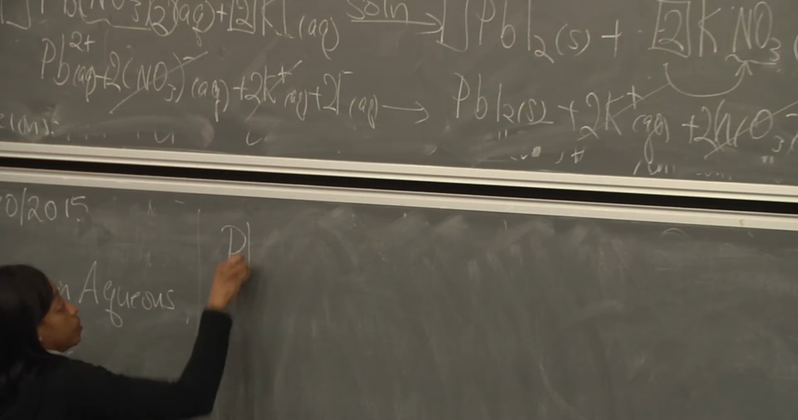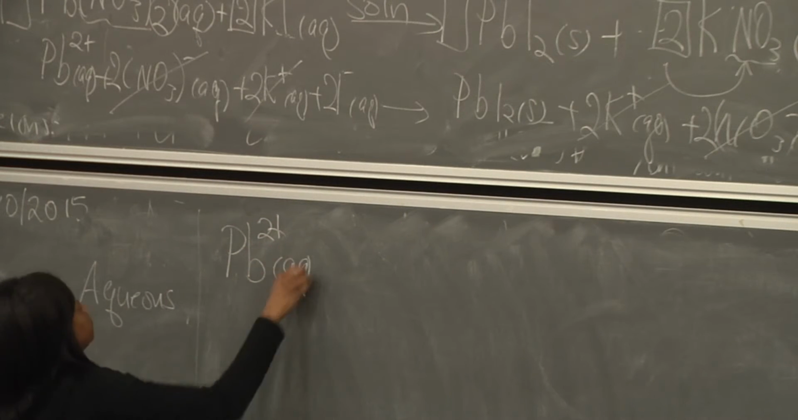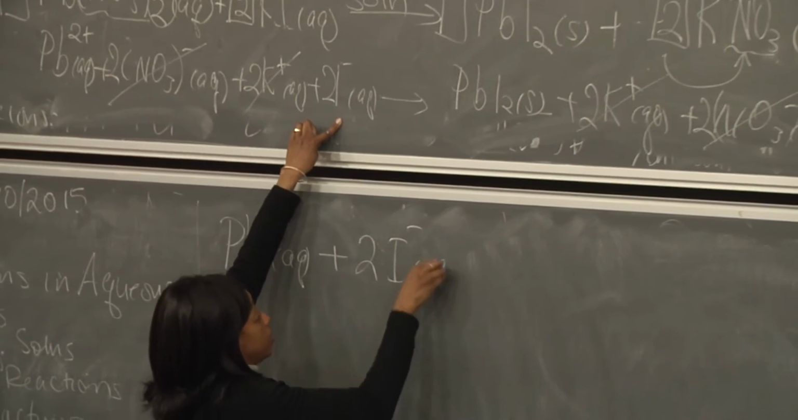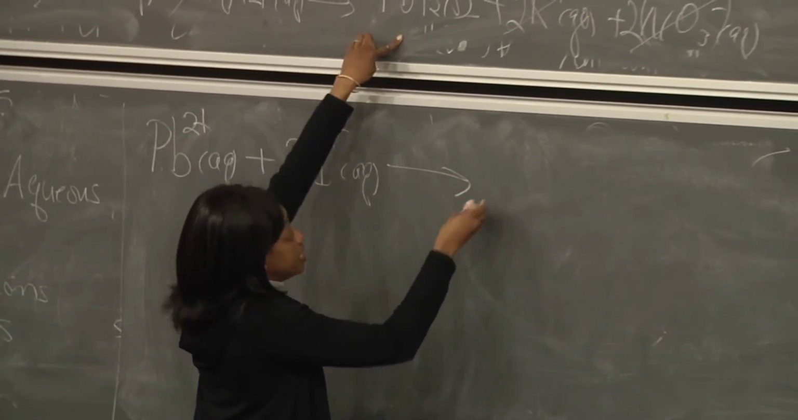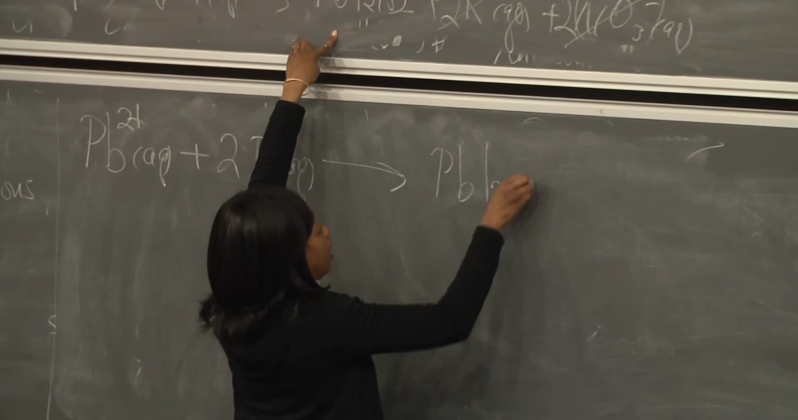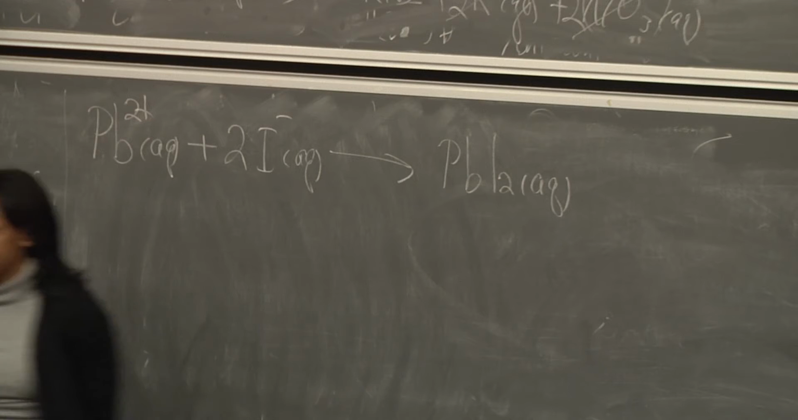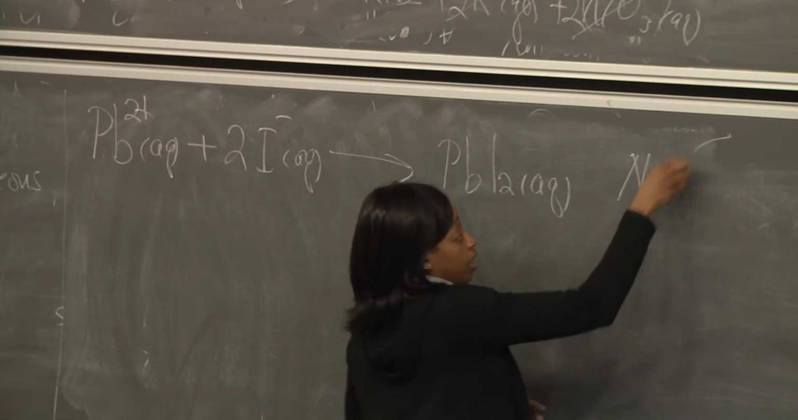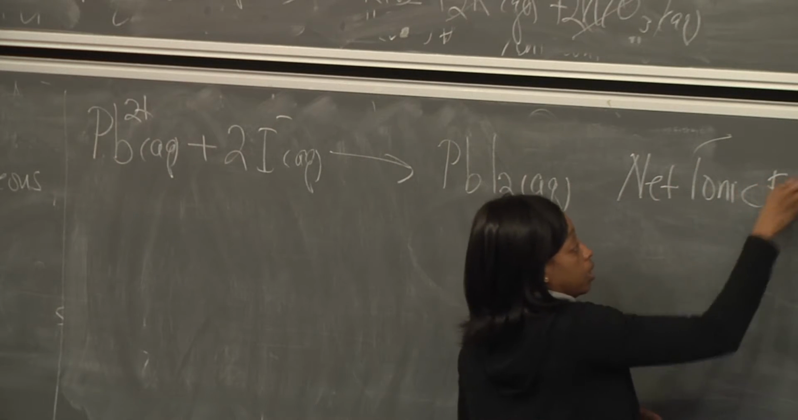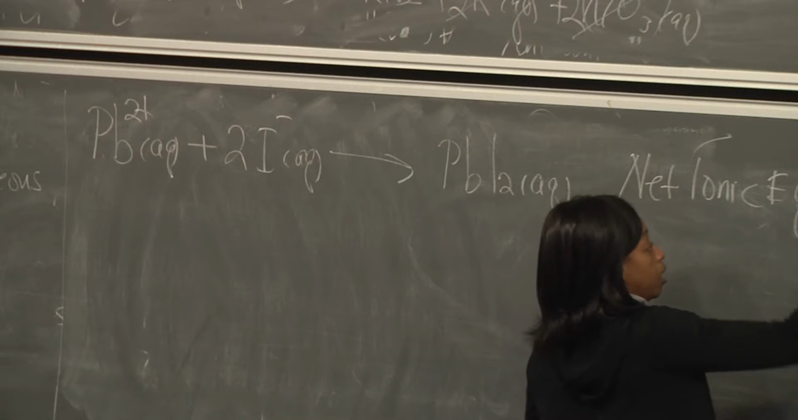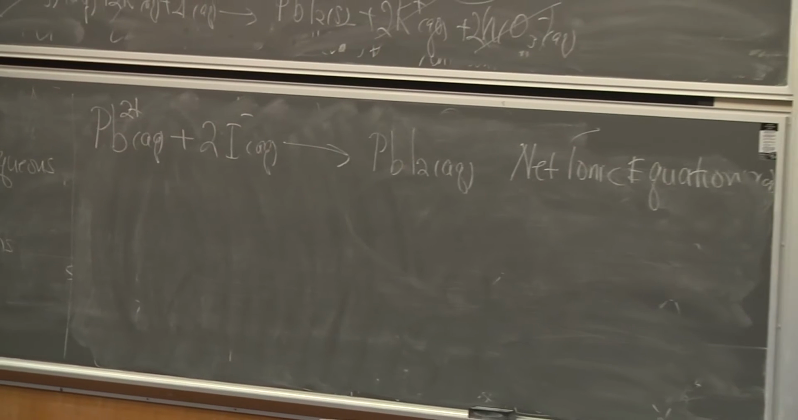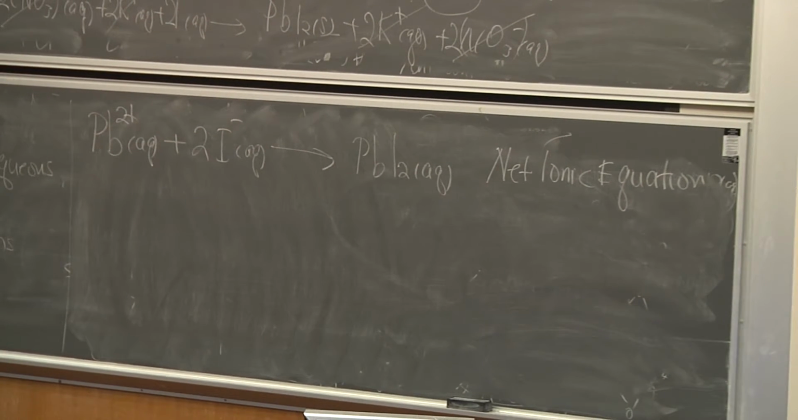Pb 2 plus aqueous plus 2I minus aqueous produces PbI2 solid. And this forms your net ionic equation. So the net ionic equation by definition is your ionic equation minus the spectator ions. And that's what's left.